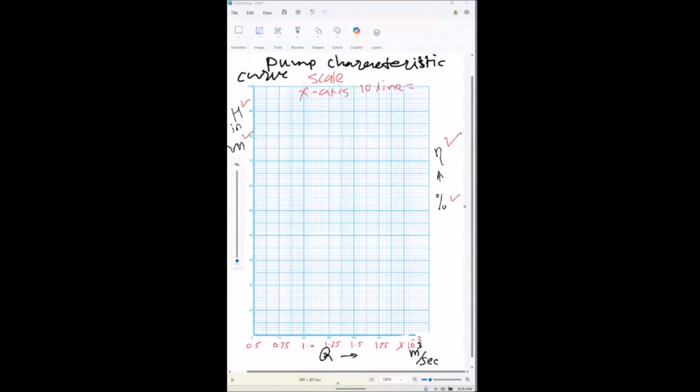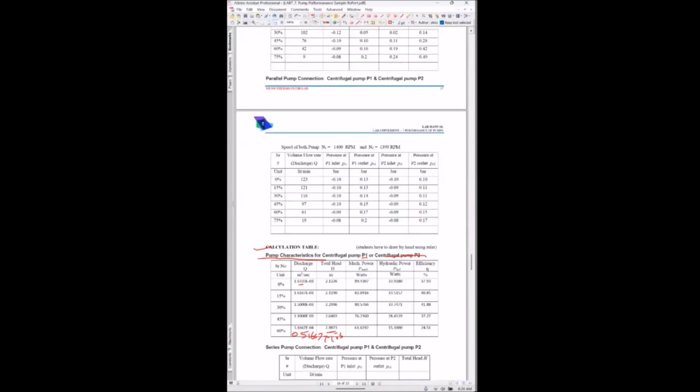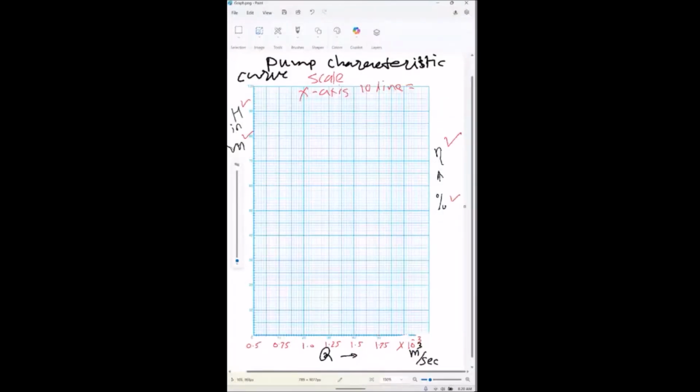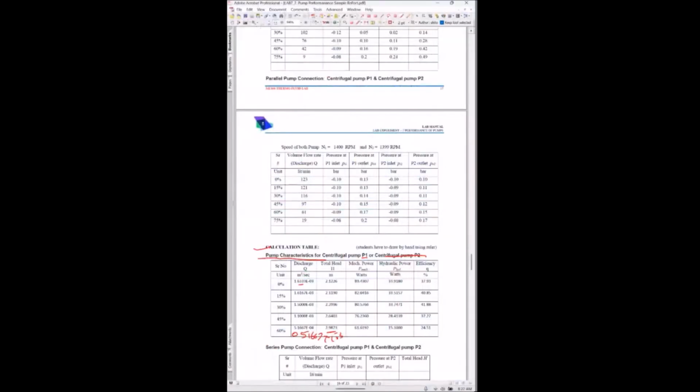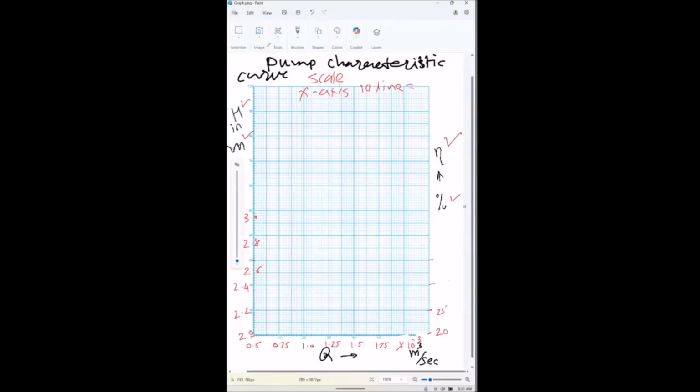Now we'll go for head. Head is varying from 2 to 3. So I will start. This is 2. So 2.2, 2.4, 2.6, 2.8. Now efficiency is varying from 24 to maximum 42, so 20, 25, 30, 35, 40, here 45. So this is in percentage I wrote.